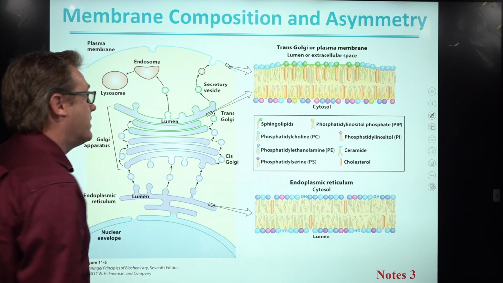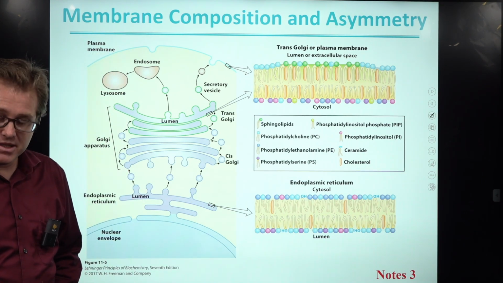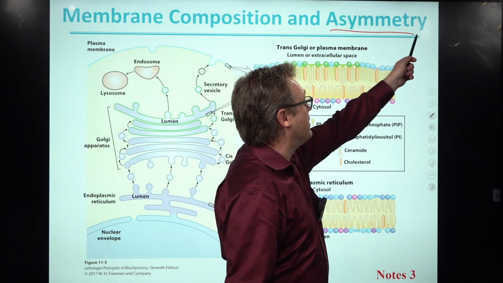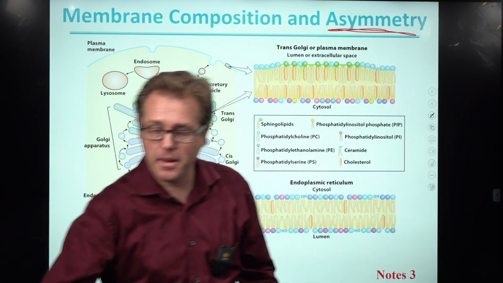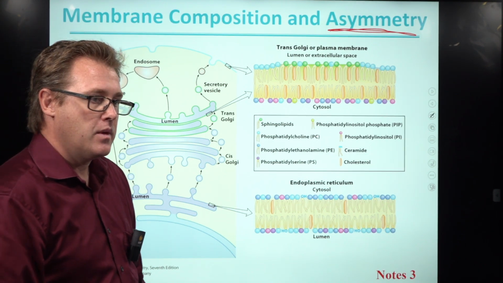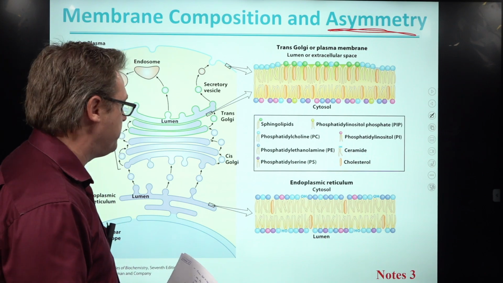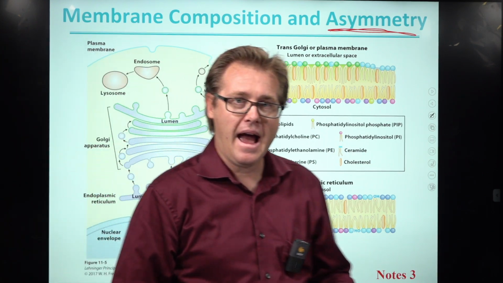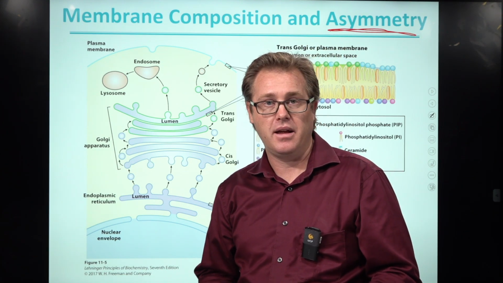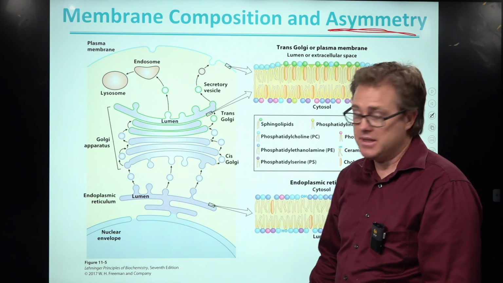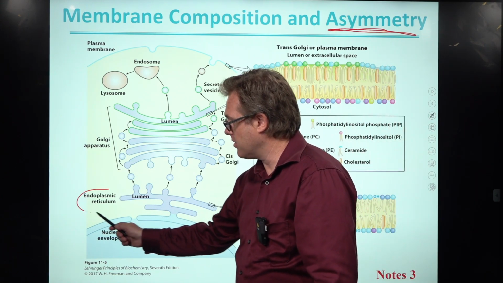Okay, let's talk about this membrane composition some more and this term asymmetry right here. So in order to understand asymmetry, let's talk about how these lipids are created and where they're created. So the lipids are synthesized in the ER. This is where they start.